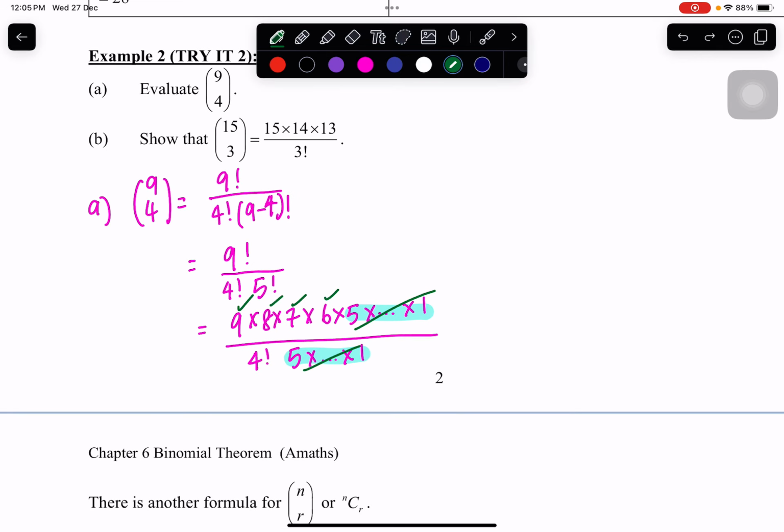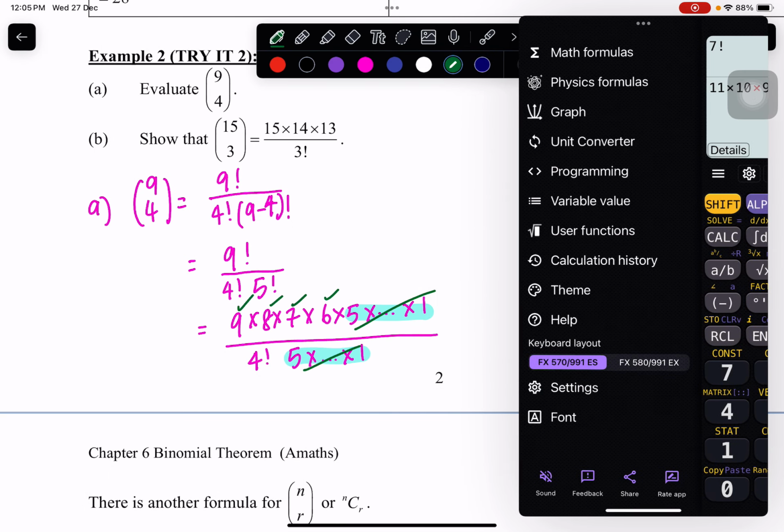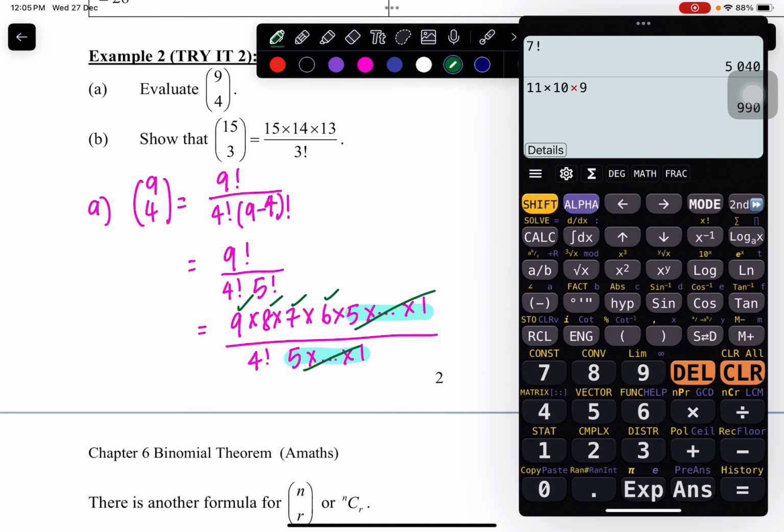I'm just going to work it out. 9 times 8 times 7 times 6 over 4 factorial. So that will be 126.